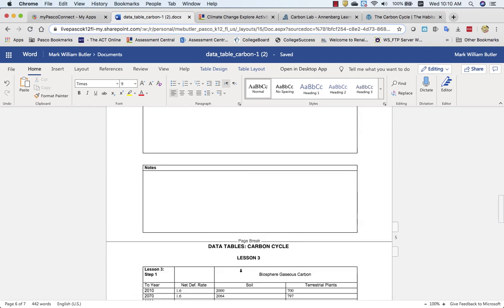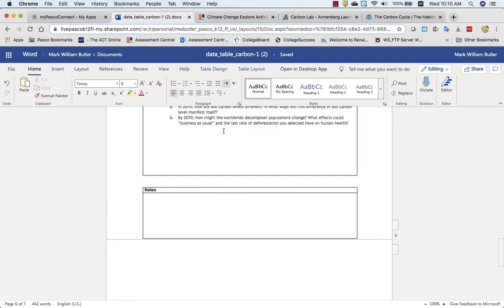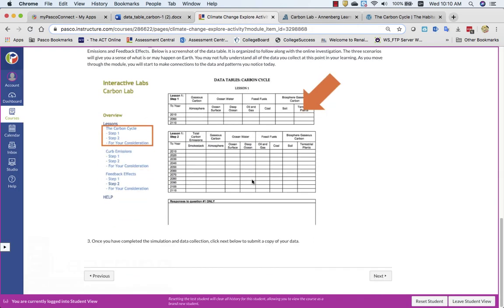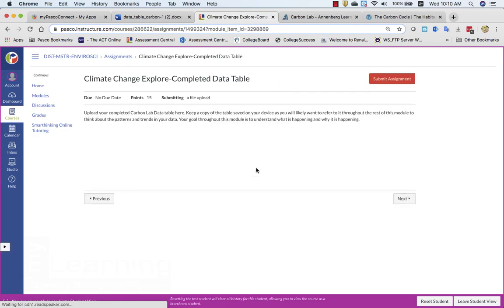So once you've completed your table, you got all your stuff filled in, you're going to save it, and then you're going to come back to the Canvas page, hit the next button in the module, and submit that assignment. So hopefully that walks you through how to use this simulator. If you have any questions, just reach out to your teacher, and they'll be more than happy to help you out.